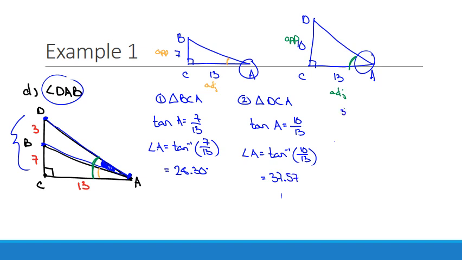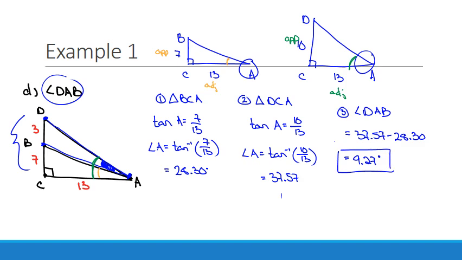Okay, now step 3, we actually want to find angle DAB. And that thing is equal to my larger angle, 37.57, subtract my smaller one, 28.30. So that works out to be 9.27 degrees. So just a sliver of an angle. But that is how you complete that.